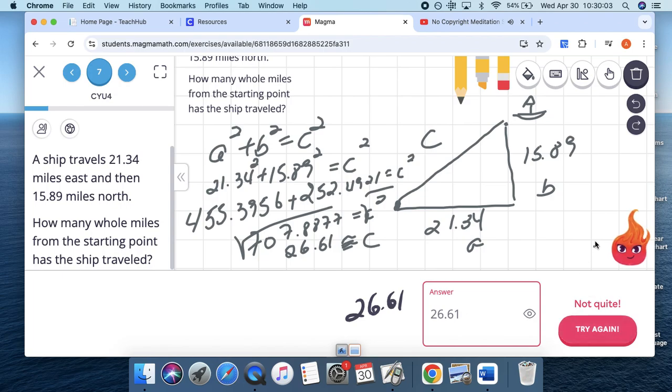Not quite. What? How many whole miles? Okay, sorry, I didn't read the question. So if we round this to the nearest whole mile, instead of 26, we get 27. Try 26. All right, let's try 26. No, sorry, let me erase this. 26. What in the world?